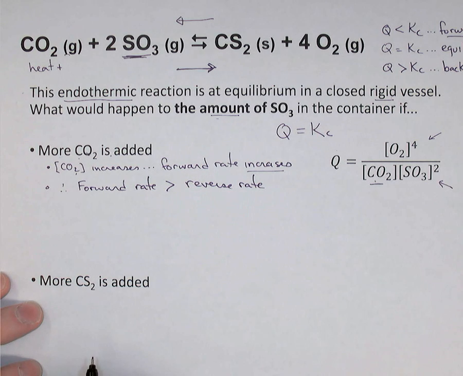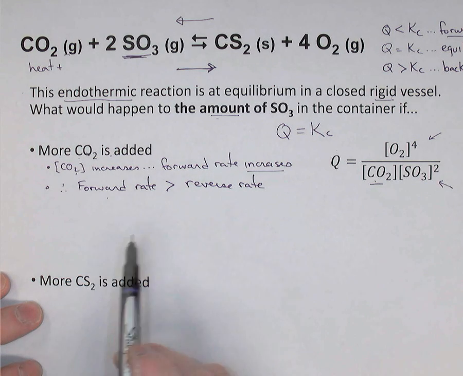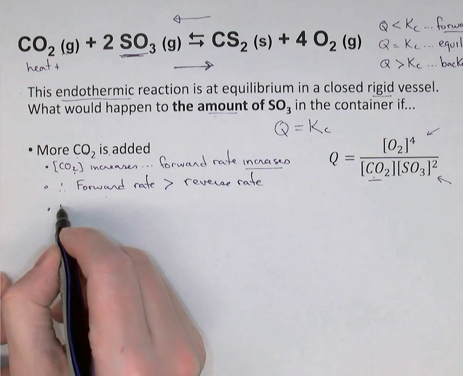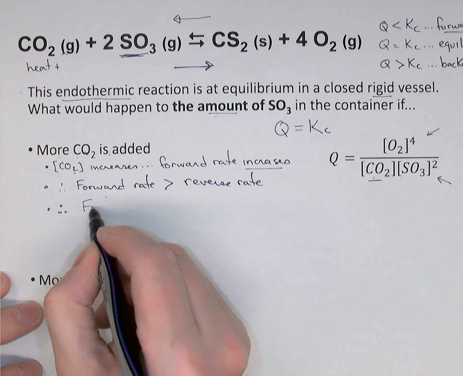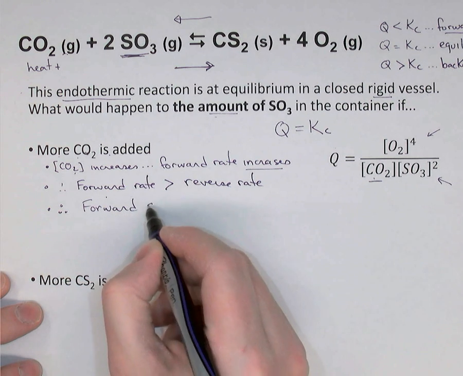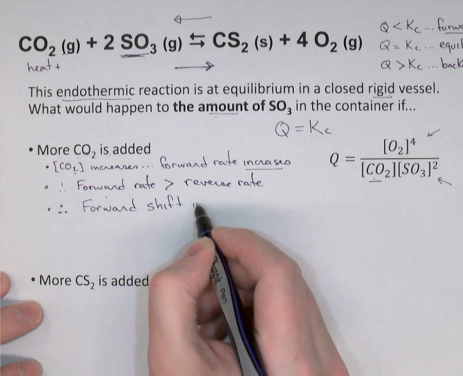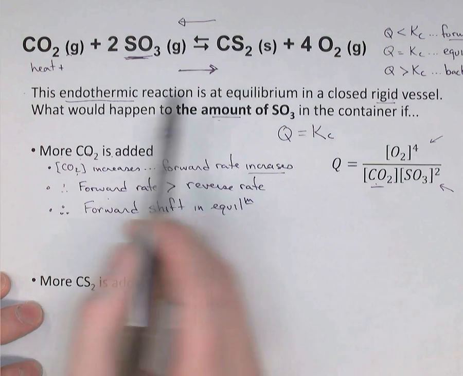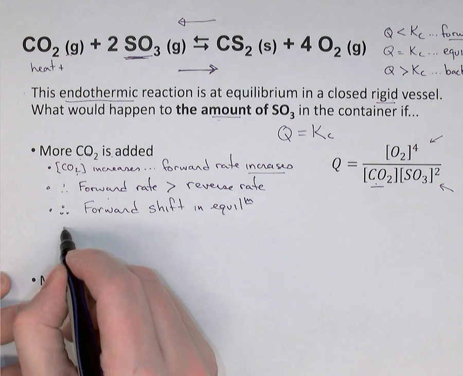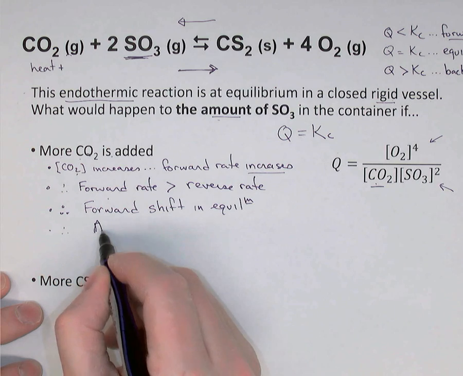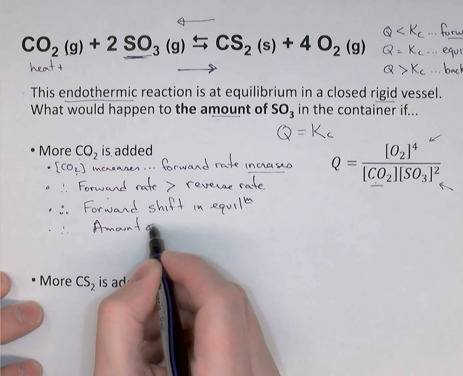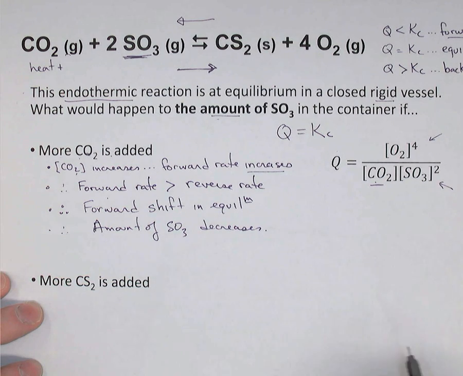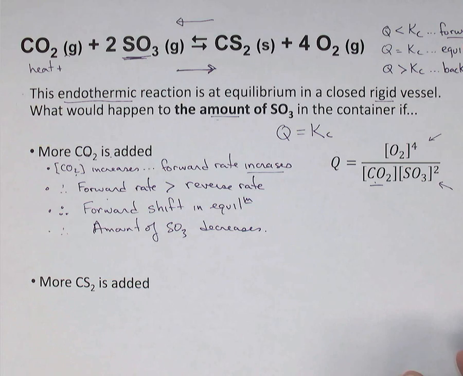They used to be equal at equilibrium. Now the forward rate is greater than the reverse. If the forward rate is greater than the reverse rate, therefore you get a forward shift in equilibrium. In other words, you end up making more products and less reactants. Therefore, the concentration, or the amount, we'll just say, of SO3 decreases. All right, so there's the kinetics explanation.